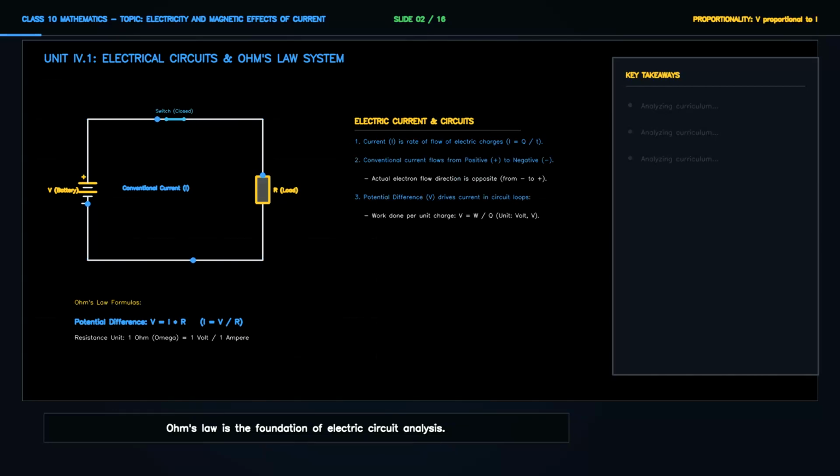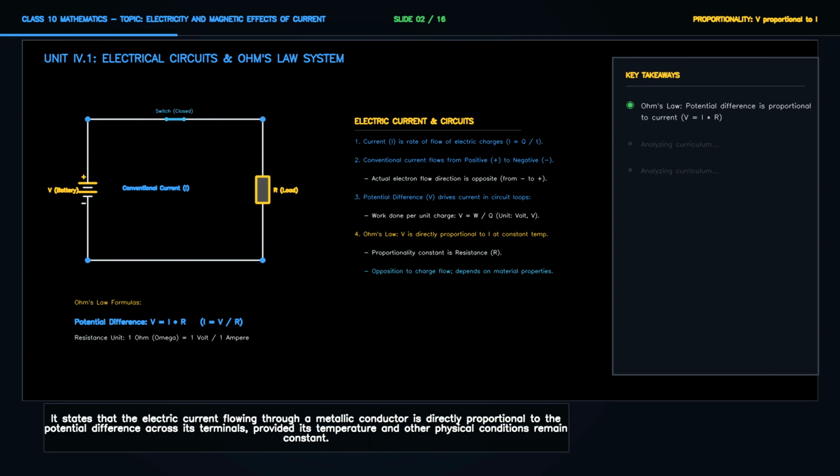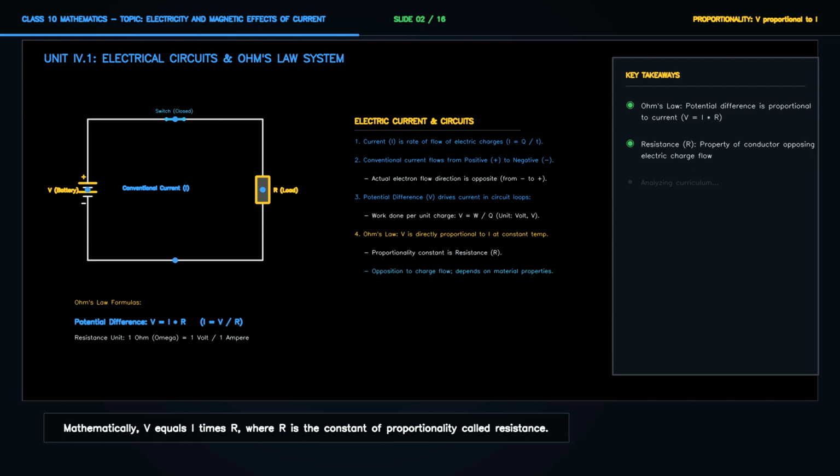Ohm's law is the foundation of electric circuit analysis. It states that the electric current flowing through a metallic conductor is directly proportional to the potential difference across its terminals, provided its temperature and other physical conditions remain constant. Mathematically, V equals I times R, where R is the constant of proportionality called resistance.